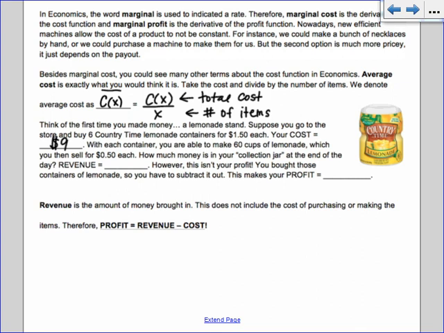I like Country Time. With each container, you're able to make a lot of lemonade. You can make 60 little glasses of lemonade, right? 60 cups of lemonade, and you're selling them for 50 cents each. If you sell all of the lemonade, you're out there all day, sweating, getting a sunburn, and you sell it all. How much money is in your collection jar at the end of the day? What's your revenue? Nope, more.